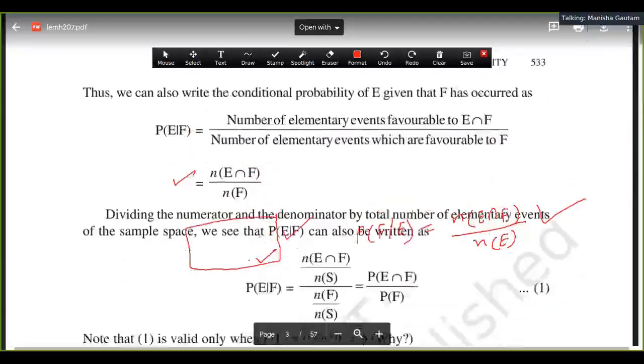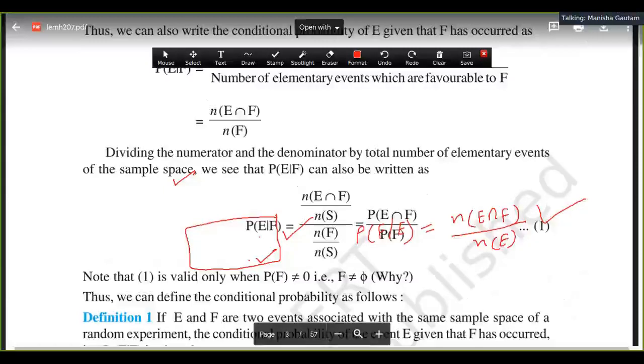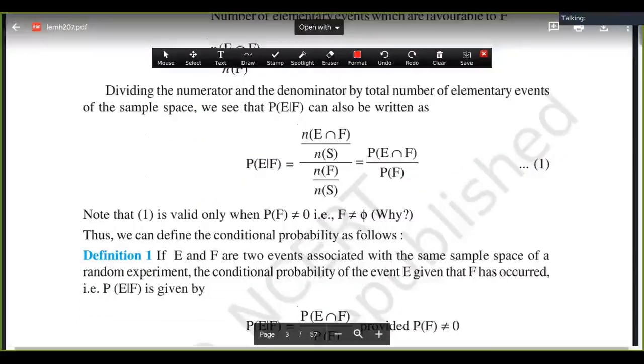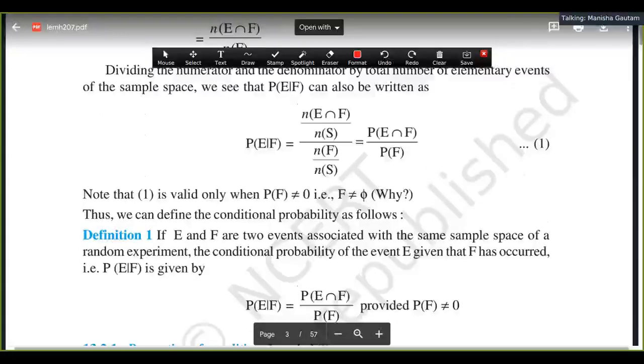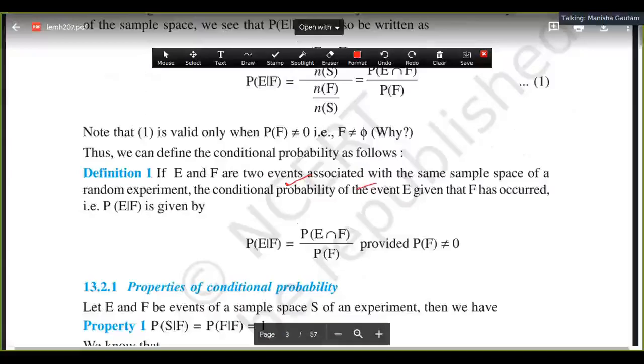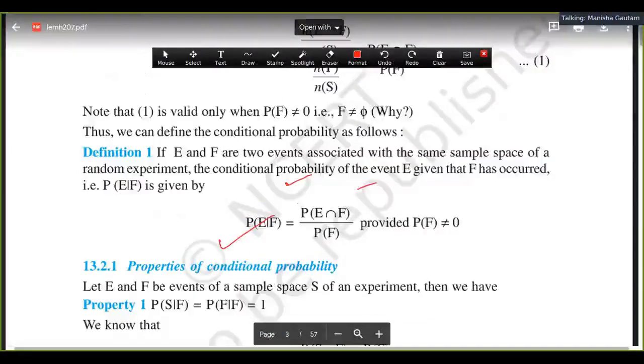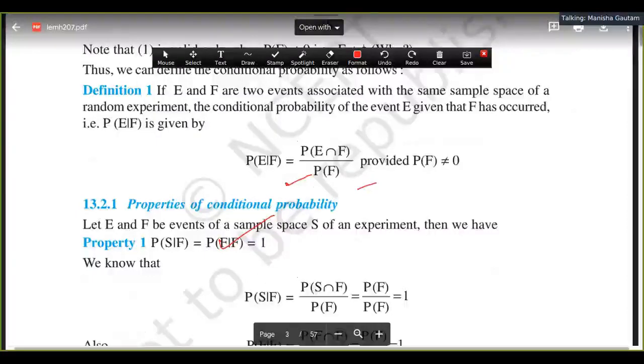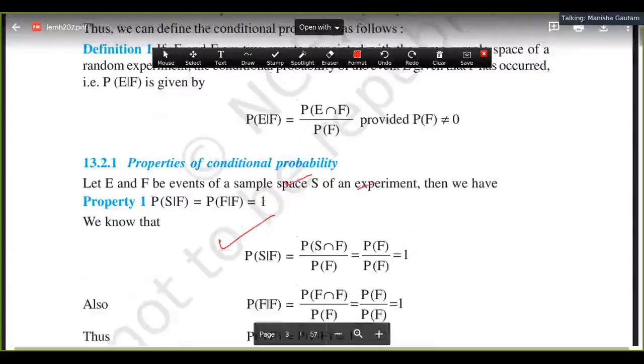Now here are a few properties which you have to learn. Let's see those properties also. You must know the denominator should not be equal to 0. This is the condition. You must remember it. Now this formula we have discussed. Now, properties of conditional probability.